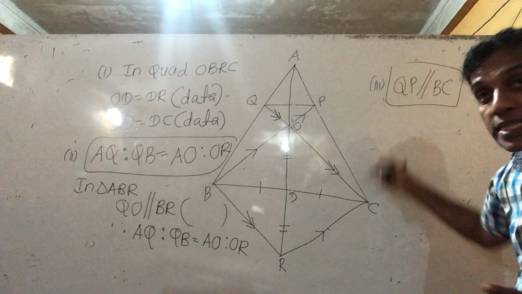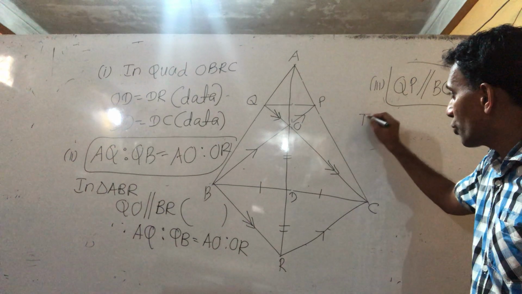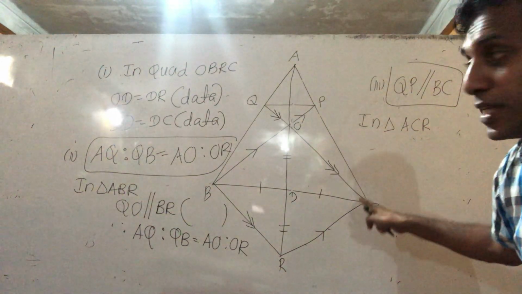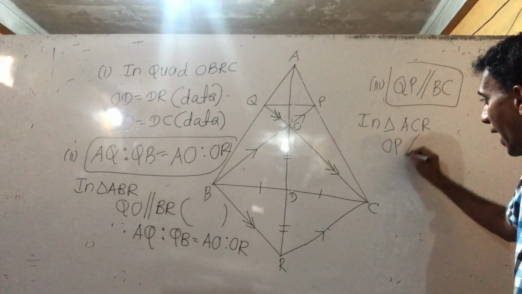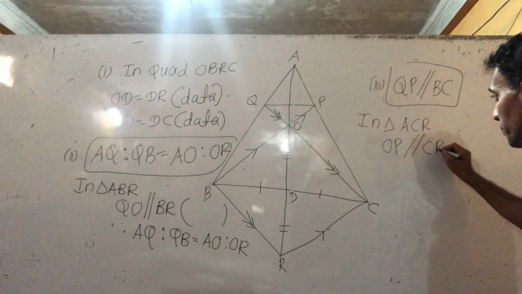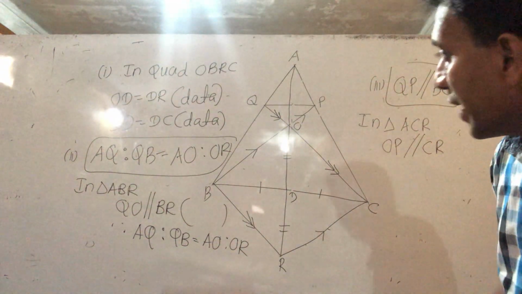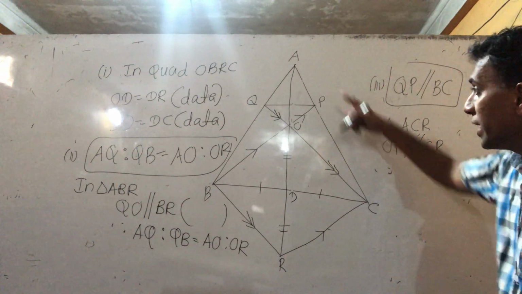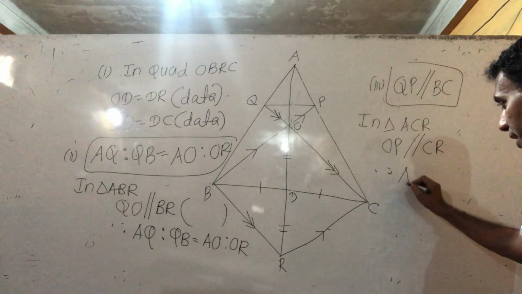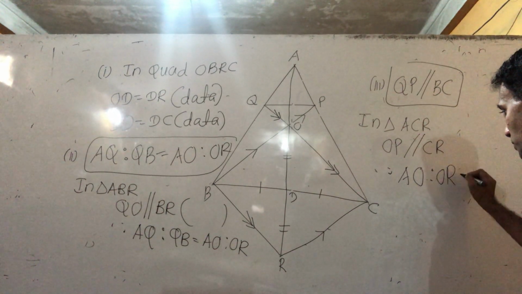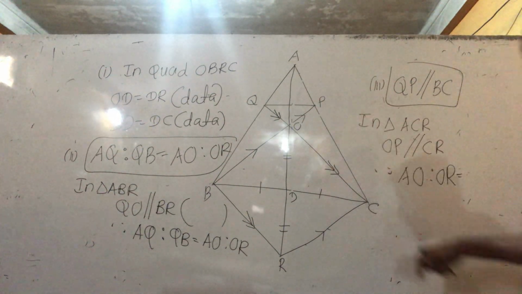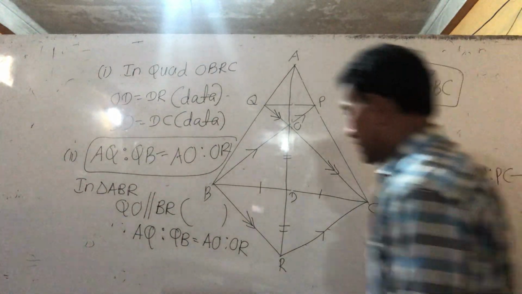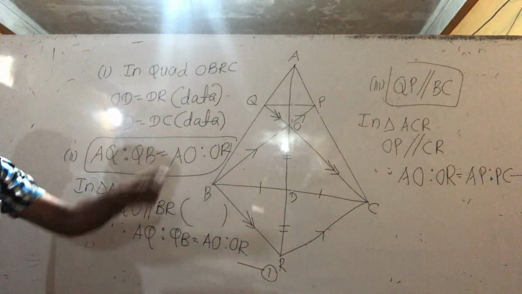So before going to this part answer, I come to just triangle. You can write in triangle ACR, OP parallel to CR. In a triangle, if a line is parallel to another side, it divides the other two proportionally. Therefore, AO is to OR equal to AP is to PC. Say this is number 2, and the early answer is number 1.